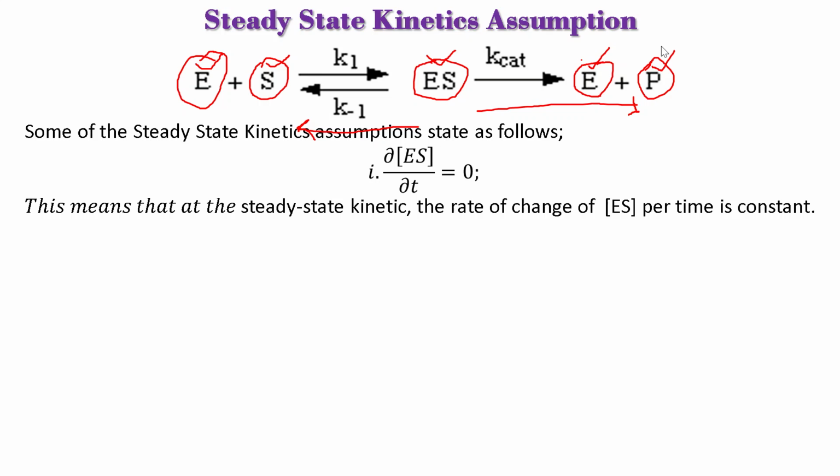Some of the steady state assumptions are as follows. We have the assumptions of the rapid equilibrium, but the first and most important assumption made at steady state kinetics is that the rate at which ES changes per time is equal to zero. Do you understand? The rate at which ES is breaking down will be equal to the rate at which it is formed. So at that particular time, there is no change in the concentration of ES.